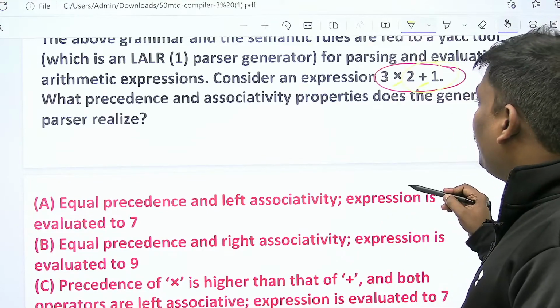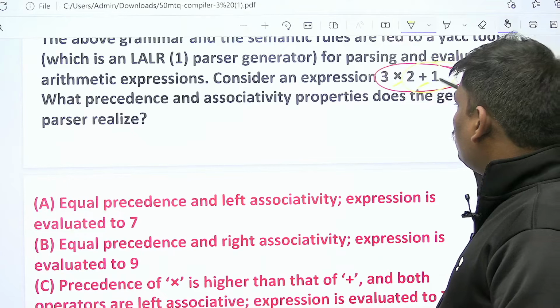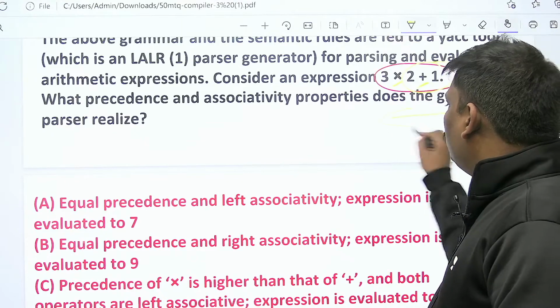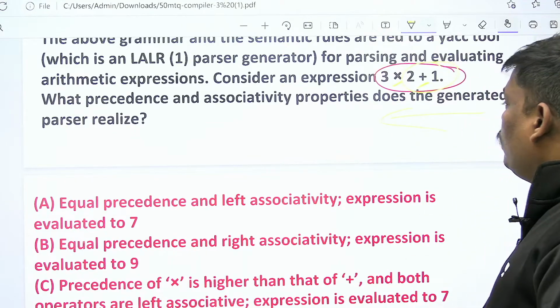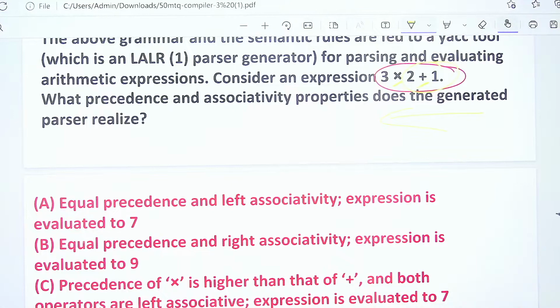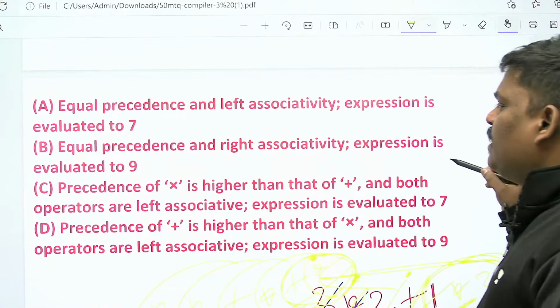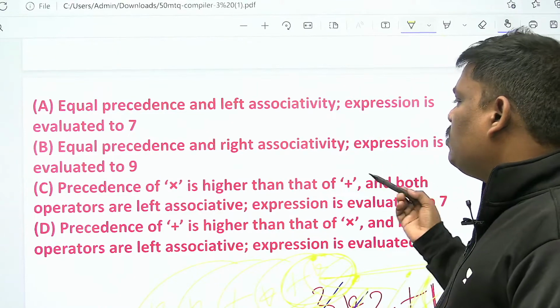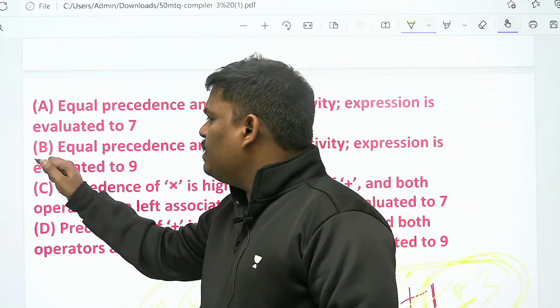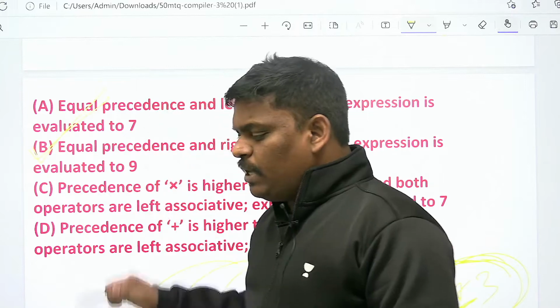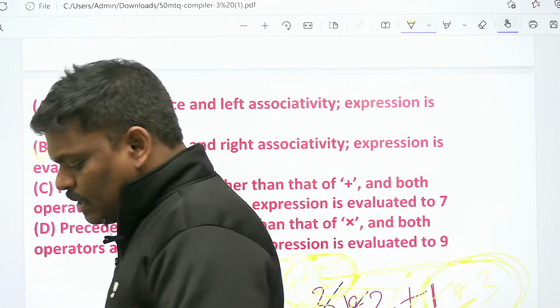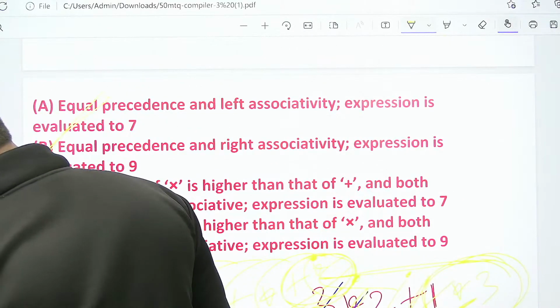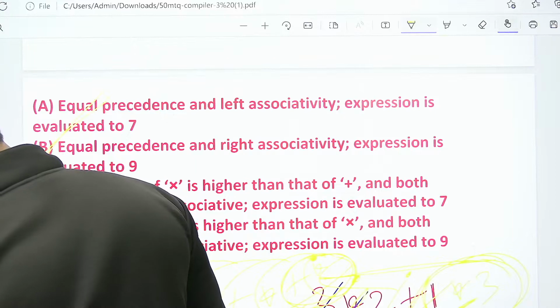Can you say what is the priority? Priority is the same, but associativity is whoever came last will be done first. Whoever came late will be done first. So what is the answer? Equal precedence and right associativity means right to left. The expression will be evaluated to 9. So B is the answer.